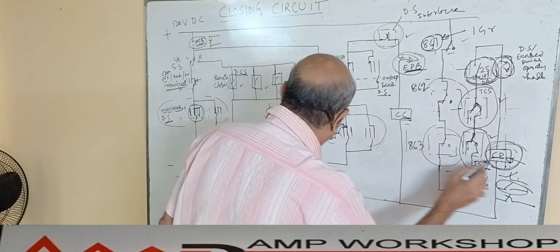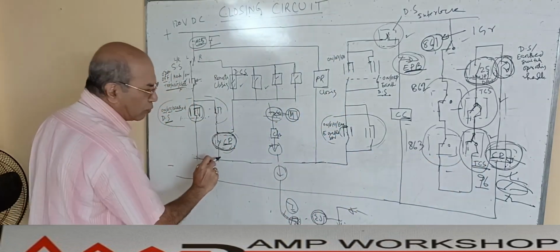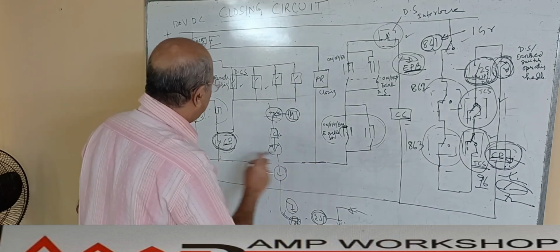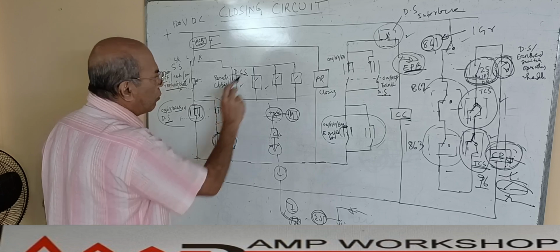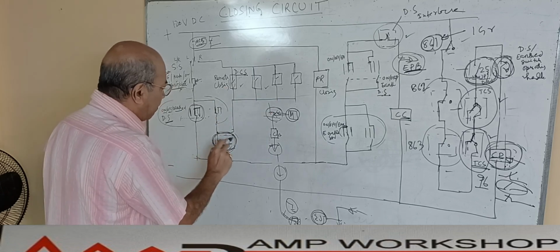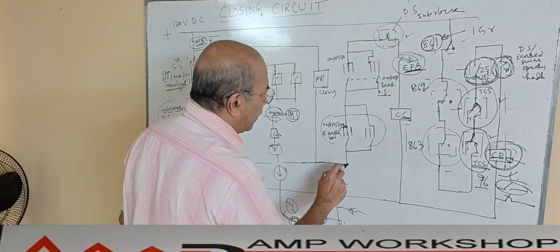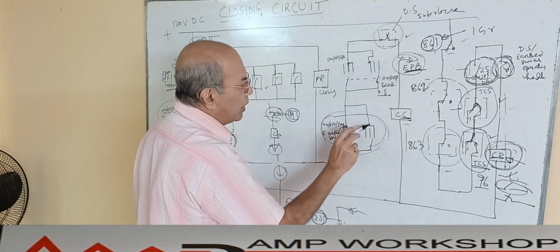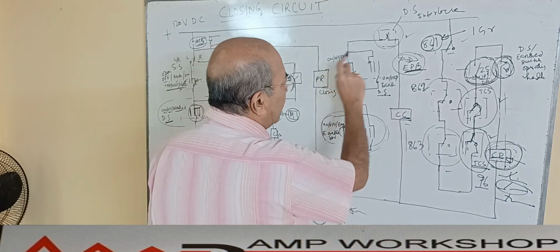Then immediately it will pick up, and this circuit is closed, then it will come over here. So local energization or remote energization, in both cases the permissive is required. The permissive will come over here. Then we have already discussed the interlock for the earth switch and the disconnector that is made.